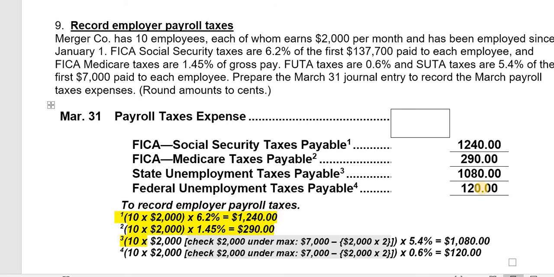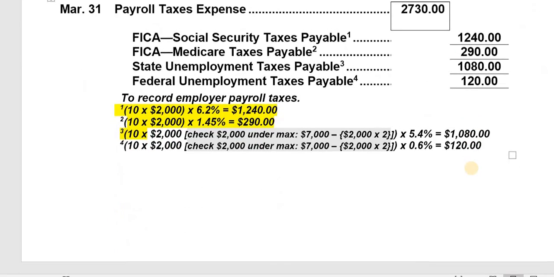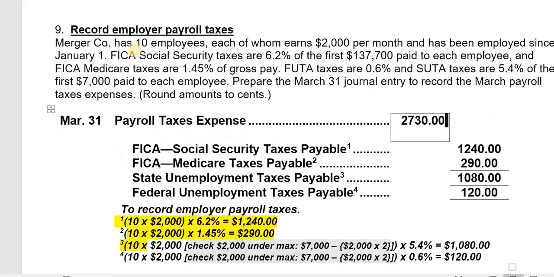So our payroll tax expense is going to be $1,240 plus $290 plus $1,080 plus $120, $2,730. And there you have payroll in a nutshell.